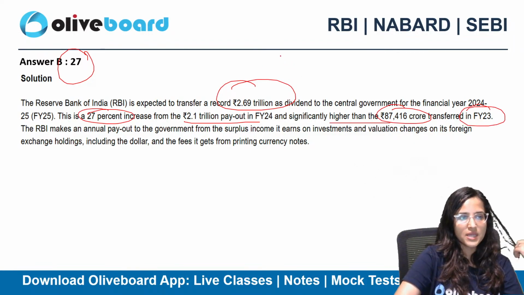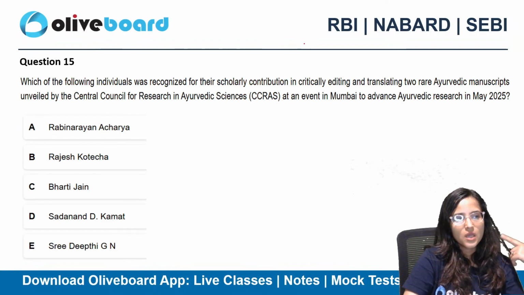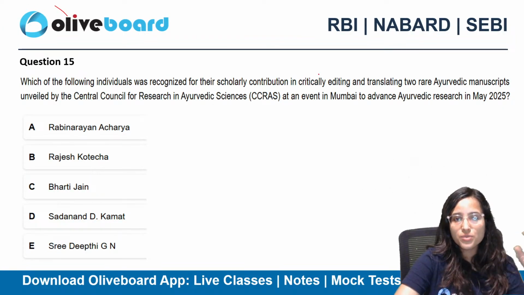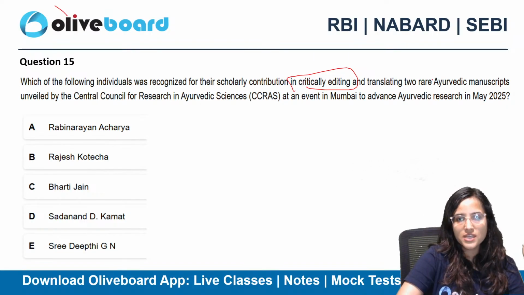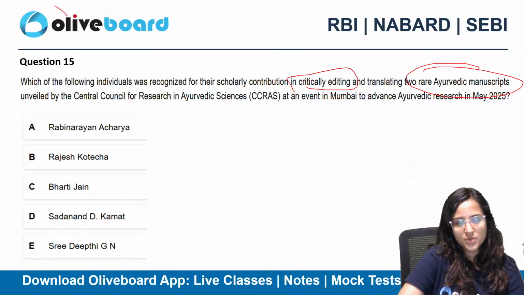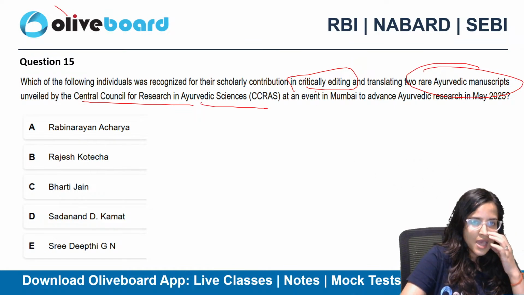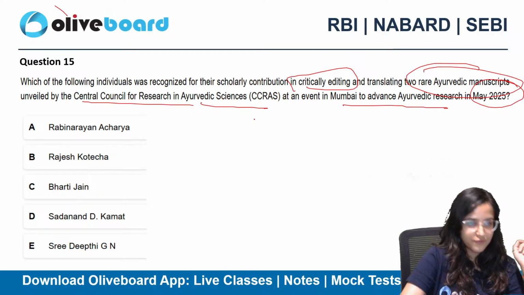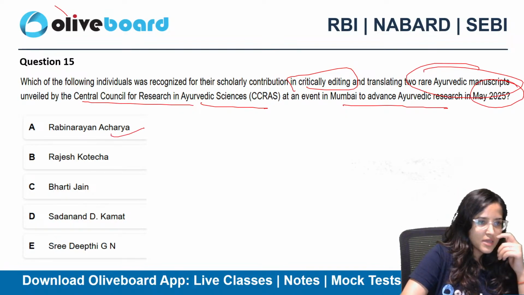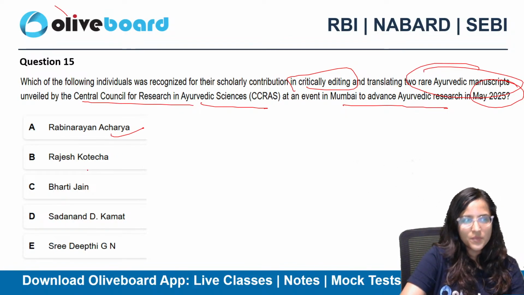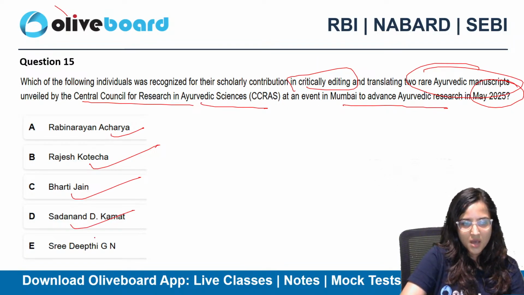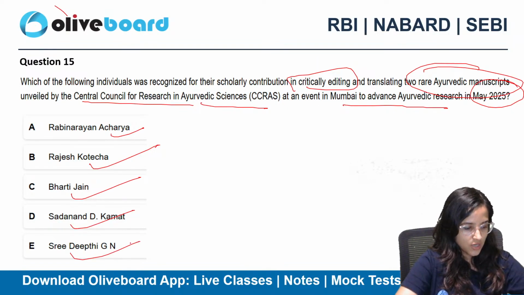Okay, so 27% increase. Which of the following individuals was recognized for their scholarly contribution in critically editing and translating two rare Ayurvedic manuscripts unveiled by the Central Council for Research in Ayurvedic Sciences at an event in Mumbai to advance Ayurvedic research in May 2025? Ravi Narayan, Ravi Narayan Acharya, Rajesh Kotecha, Bharti Jain, Sadanand D. Kamath, or Sri Dipti GN? What is the answer?